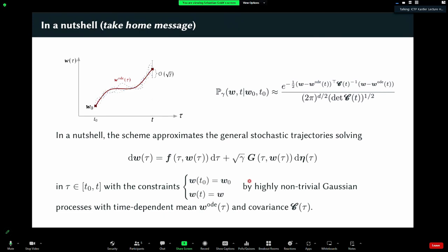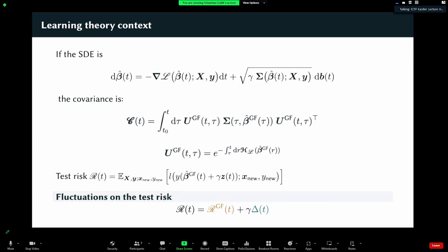And this is lots of calculations. But in a nutshell, the takeaway is that these schemes approximate this kind of general stochastic trajectory, which solves this equation with the initial and final constraint, by a highly non-trivial Gaussian process with time-dependent mean, which is the gradient flow solution, and time-dependent covariance, which is given by this formula, which is a bit horrible in the beginning. But in the end, what we want to compute are the fluctuations of the generalization error, or the test risk. So we plug this into the loss function, expand, and after all, we have some kind of gradient flow risk plus some correction.